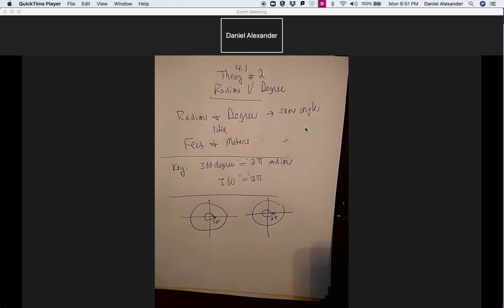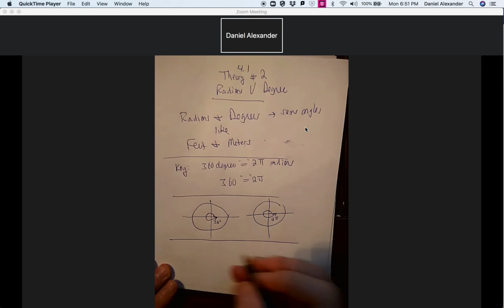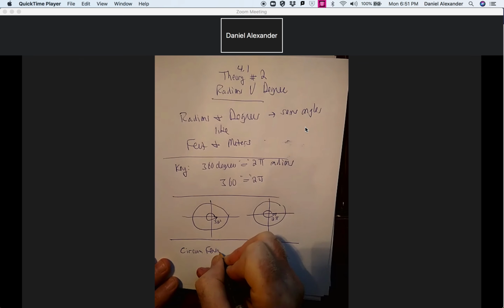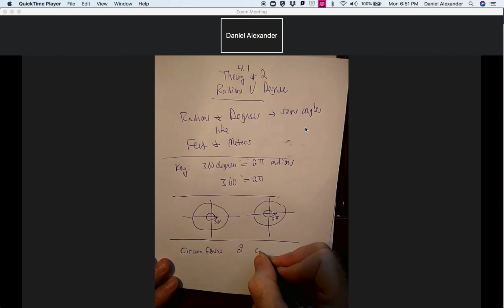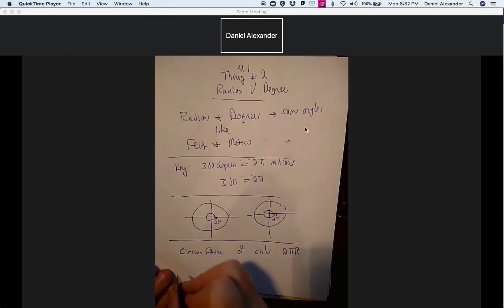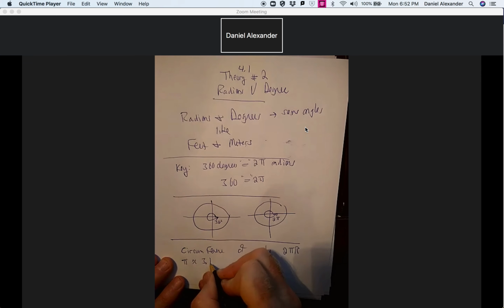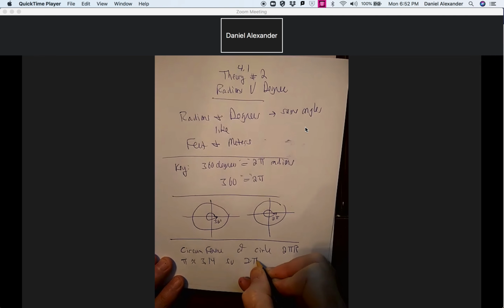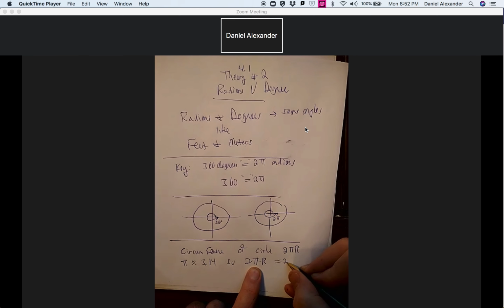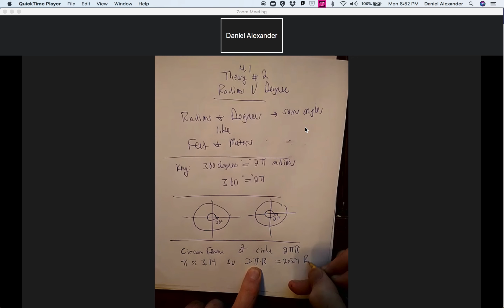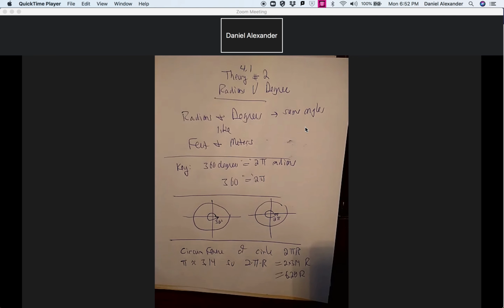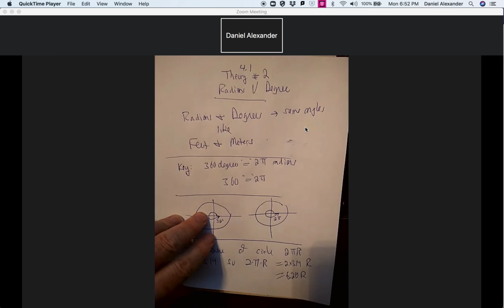One thing I want to remind you of is that the circumference of a circle is equal to 2 pi r, 2 pi radii. Pi is about 3.14. So 2 pi times the radius is equal to about 2 times 3.14, about 6.28 times the length of the radius. Okay. So I'm going to start with the question.